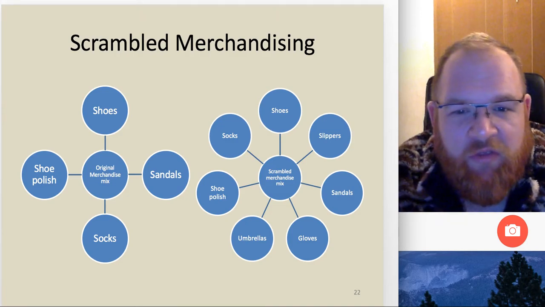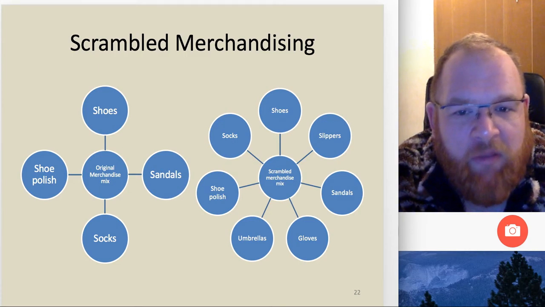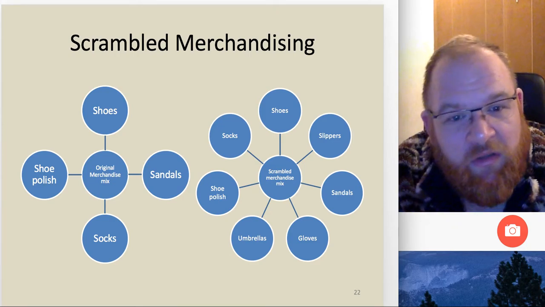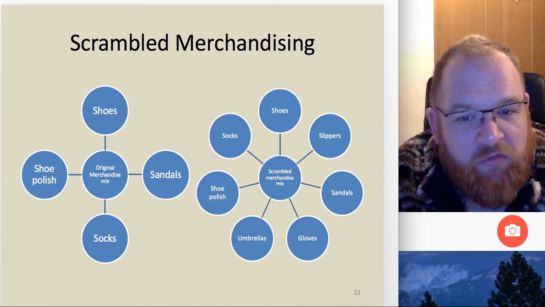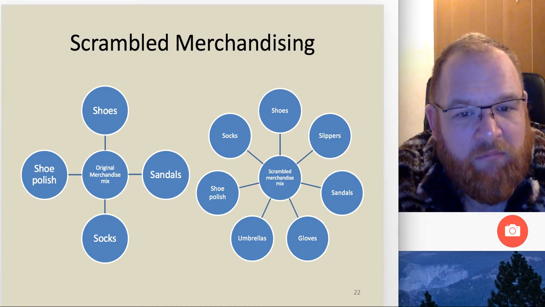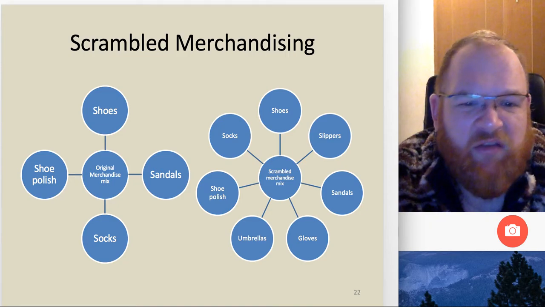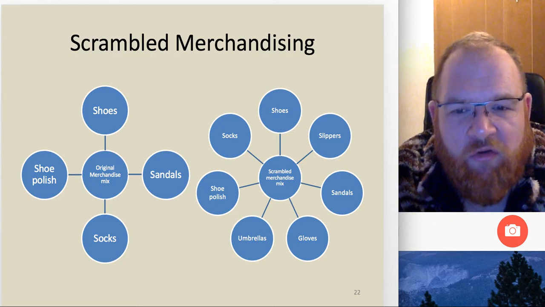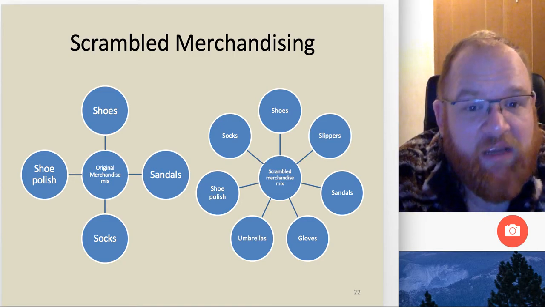So if we take the original merchandising mix of shoes, shoe polish, sandals and socks, but then scramble that up with some extra bits and pieces, often in shoe shops you'll be able to buy umbrellas and gloves, on top of the shoe polish, the sandals, socks. And often luggage and things like that you can buy in there. Wider range of shoe protectors, for example, as well. So it's just increasing the range of merchandise that you have in the store, because they are linked to each other.